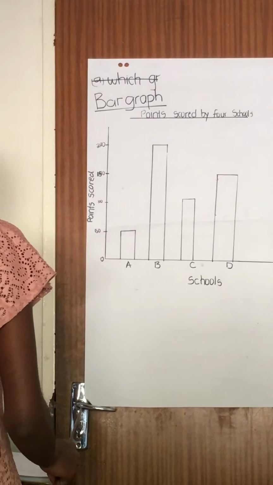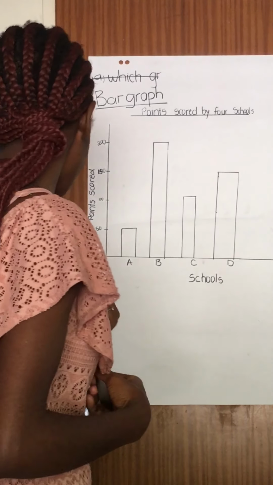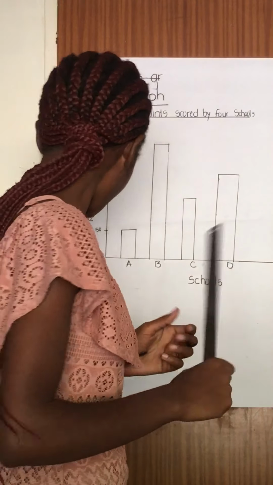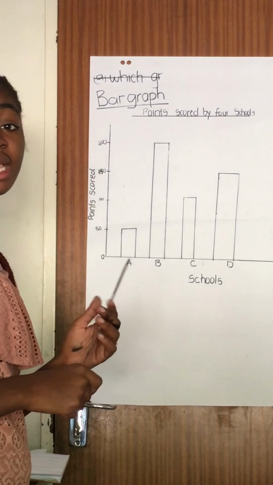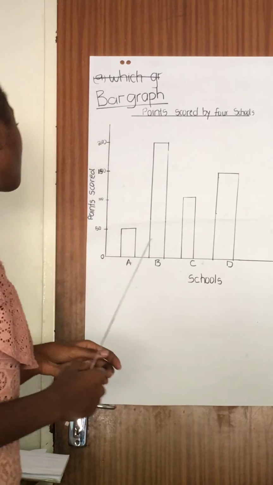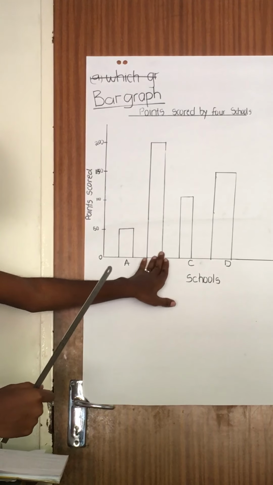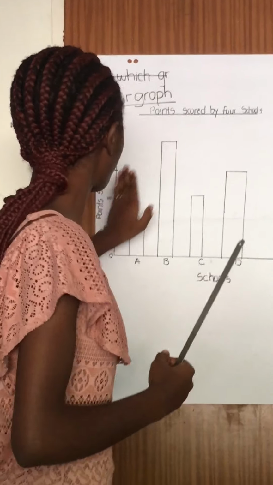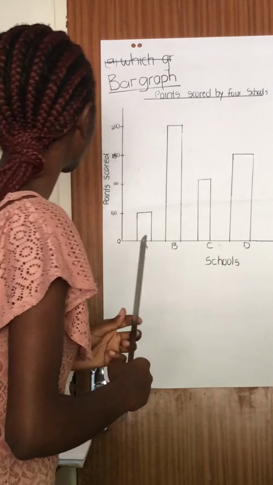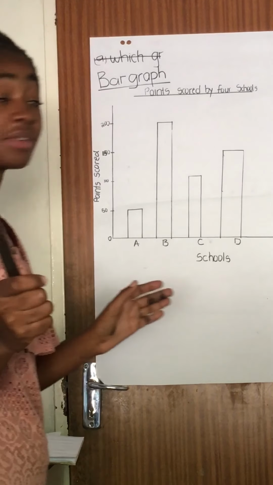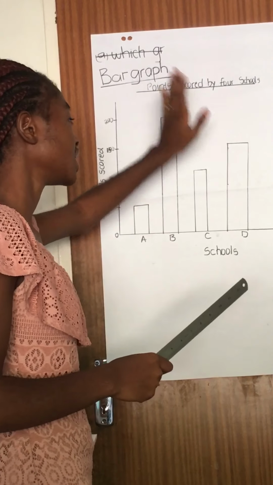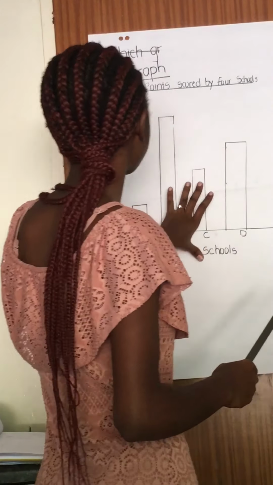We move on to the next question. The next question is asking, what is the difference between the school that came first and second? The school that came first is school B, and the one that came second is school D. Let me say, for example, if we're giving awards, the first one is this one with the highest points, followed by D, followed by C, followed by A.